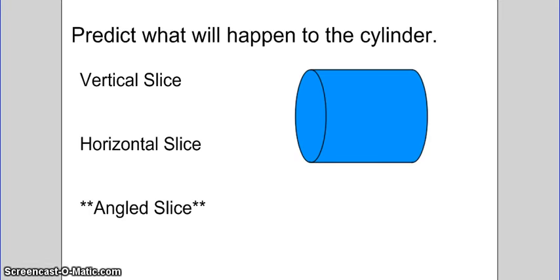Maybe you have a paper towel tube or a toilet paper tube that's the shape of a cylinder. What would happen if you sliced it vertically, so from top to bottom, horizontally, going from left to right, or if you came at an angle? So please give that a try and bring your answers to class tomorrow.